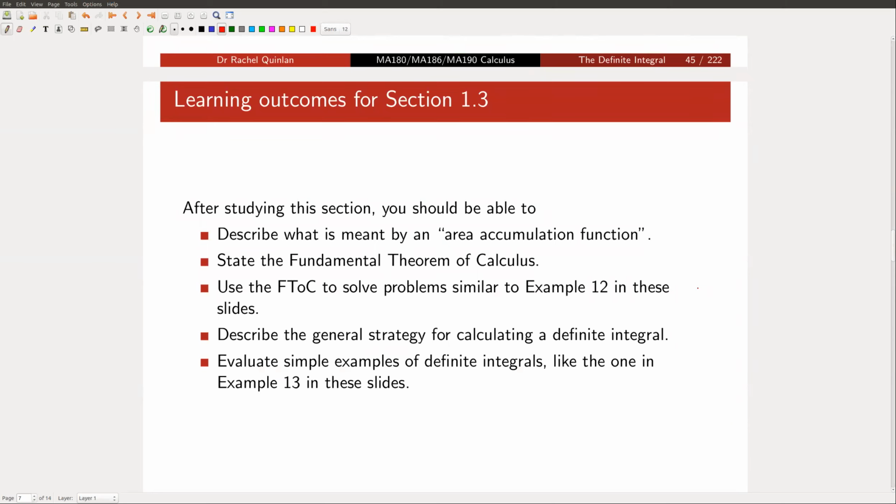So after studying this section, what I hope you might be able to do would be to explain what's meant by an area accumulation function, and state the fundamental theorem of calculus, the first version of it being the key version. Use it to solve problems similar to the one that we just talked about with t cubed minus t squared. Describe the general strategy. Actually, to be honest, that's not a learning outcome from this section so much as something that we're going to be doing again and again in the next section, so you'll be able to do that. And evaluate some examples of definite integrals like the one in that last example.